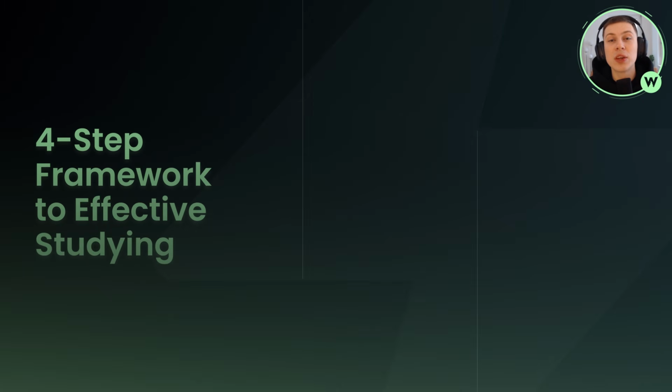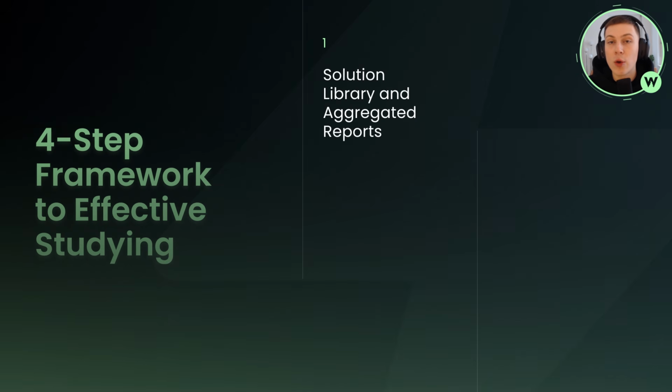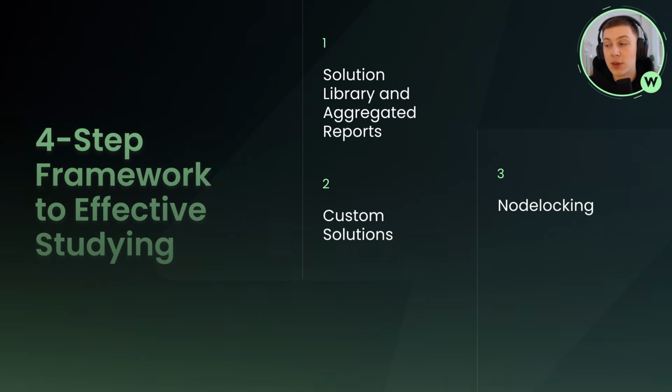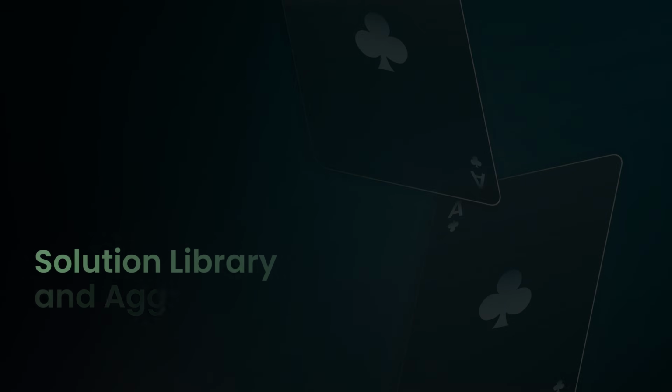Okay guys, let's take a quick look at the 4 steps today, the framework for an effective study session. We start off by using the solution library and aggregated reports to get a good first overview of the spot you want to study. Then we go over to studying with custom solutions to go deep into studying to build a simplified strategy. Then we apply node locking to model real opponents' mistakes and identify maximum exploitative adjustments. Last but not least, we drill the solution to practice what you have learned.